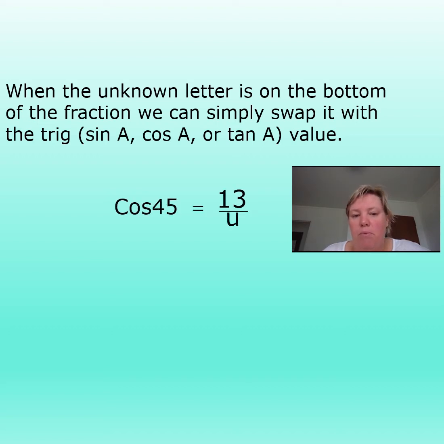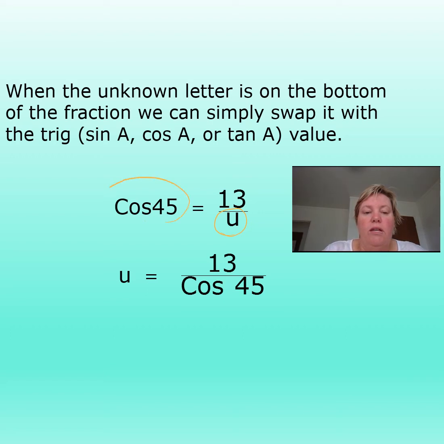So this is the kind of problem you're going to end up with. In this sense, you had the angle and you had the adjacent, but your hypotenuse was missing. And if you have a look, the missing thing's on the bottom. So what we do here is we do a little swapsy. Can you see the swap? The u and the cosine have simply swapped places. Okay, so when the missing thing's on the bottom, do a swap. When the missing thing's on the top, multiply.